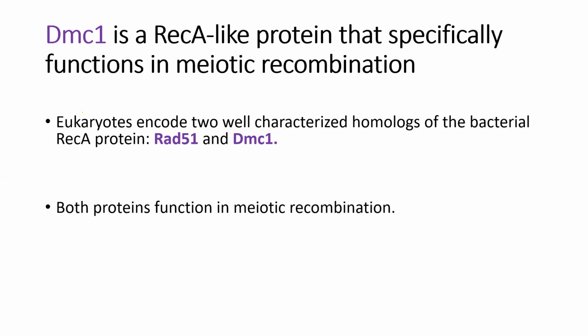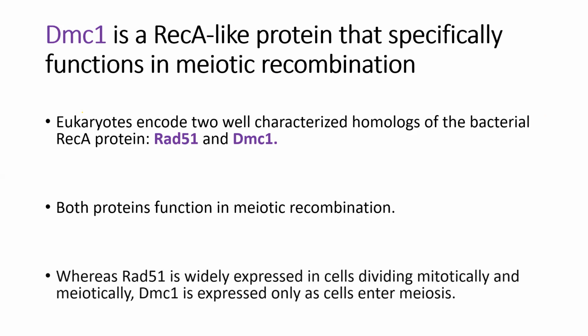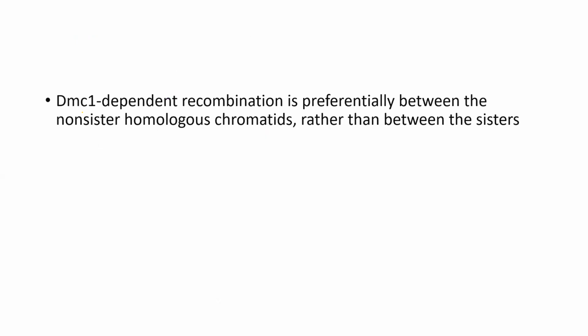Both proteins, RAD51 and DMC1, function in meiotic recombination, whereas RAD51 is widely expressed in cells dividing mitotically and meiotically. DMC1 is expressed only when the cells enter meiosis. DMC1-dependent recombination is preferentially between the non-sister homologous chromatids rather than between the sisters. We'll see this with the help of a diagram.